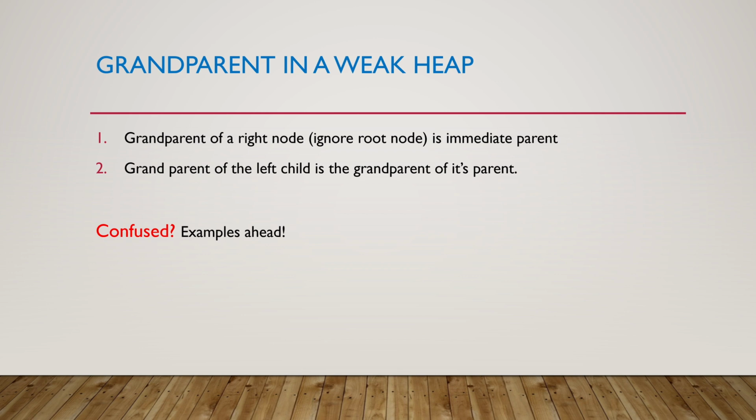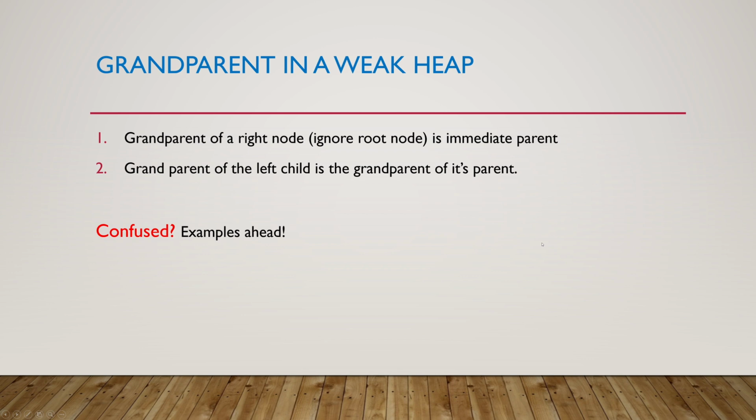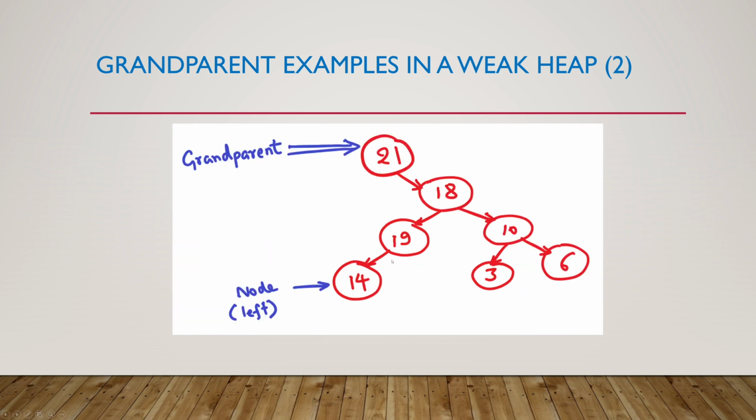Sounds very confusing, isn't it? But pictures speak better than words. So we'll see one example. The basic one: if you see point 1 here, grandparent of a right node is immediate parent. So right node 6 is on the right hand side, so I've taken it as an example, and the grandparent of 6 is 10. So that's pretty obvious.